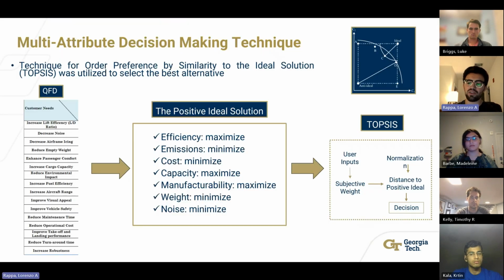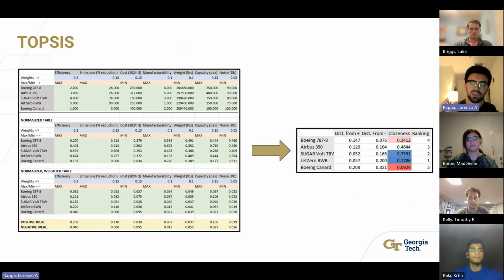So next, we needed to evaluate these alternatives. We specifically use a multi-attribute decision-making technique called TOPSIS, which calculates the distance to the positive ideal solution. A positive ideal solution for our case was one that maximizes efficiency, minimizes emissions, minimizes cost, and so on.